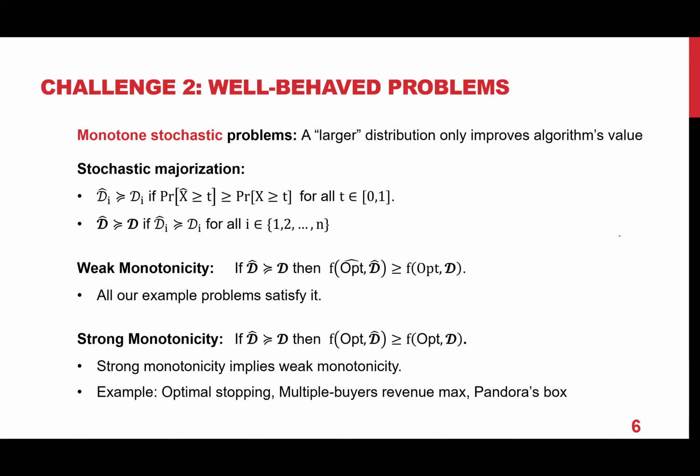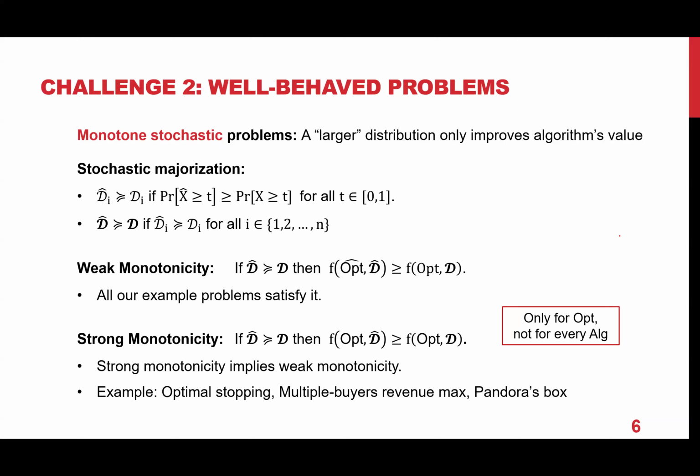So I think maybe I have a remark as well. Okay. So this definition is true only for the optimum here. An even stronger definition, let me call it super strong monotonicity, would say this is true for every algorithm. For every potential algorithm, if you change the distribution from d to d hat, a larger distribution, the value of your algorithm increases.